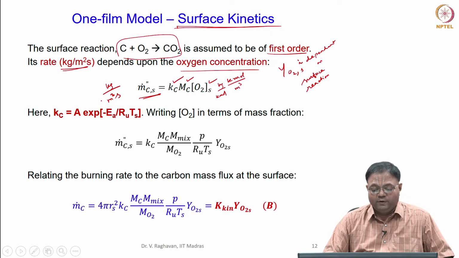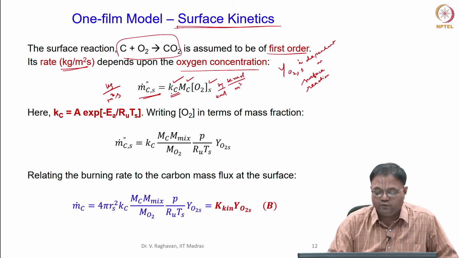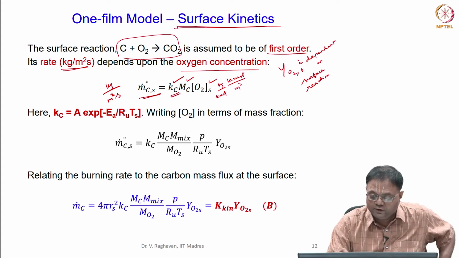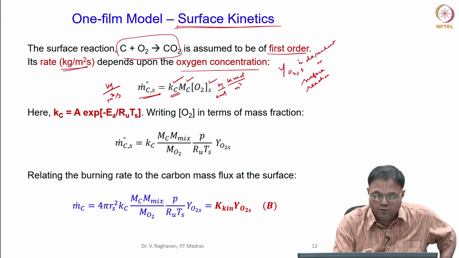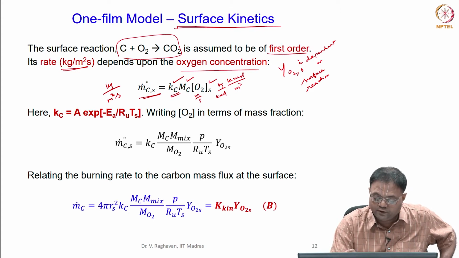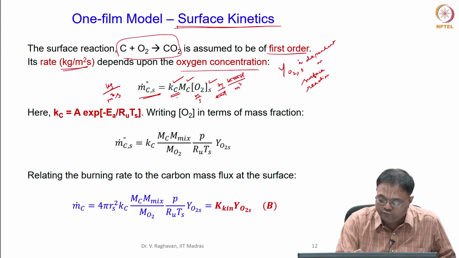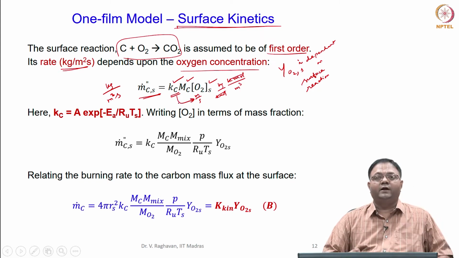Okay. So, this means the unit of Kc should be what? The kilomole cancels, so kg per meter cube, and it should give kg per meter square second. So this will be meter per second. Now it becomes kg cancels kg per meter square second. So, the unit of Kc will be meter per second.